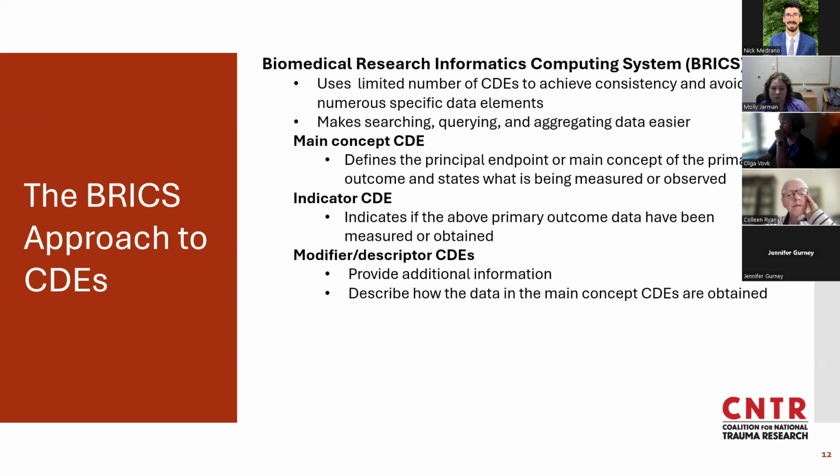The main concept is kind of how it sounds. It's the principal endpoint or main concept, the primary outcome of something. Most of ours are main concepts. An indicator is a CDE that is essentially a yes or no as to whether something was done. So an example of what we have is whether a drug test was performed. Yes, no. Okay, now what were the results of the drug test? That would be a separate element. And then finally we have modifiers, and modifiers help describe main concepts most of the time. So I'll show you an example.